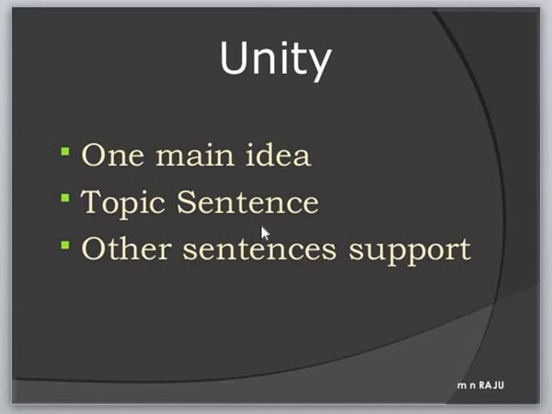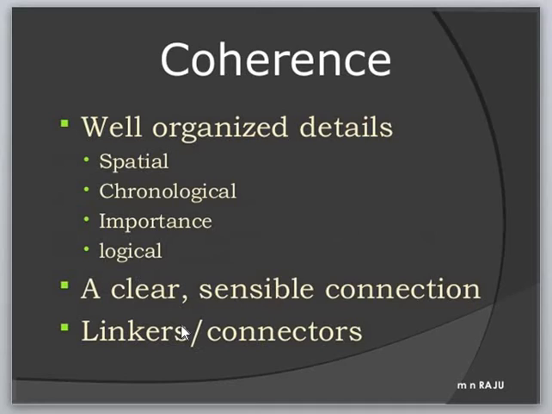So unity here means the unity of idea in the topical sentence, the supporting sentences, and the concluding sentence. There must be one main idea. Well, the second component of writing a paragraph is coherence. It means well-organized details, because you are going to talk about one main idea in one paragraph. So whatever you add in the paragraph must definitely be related to the one main idea.